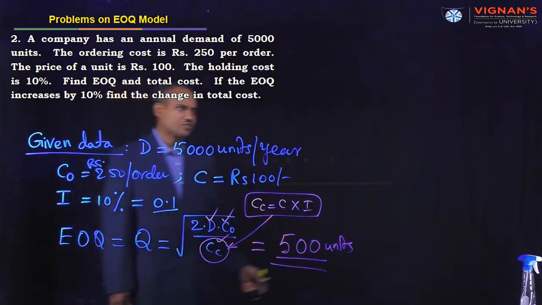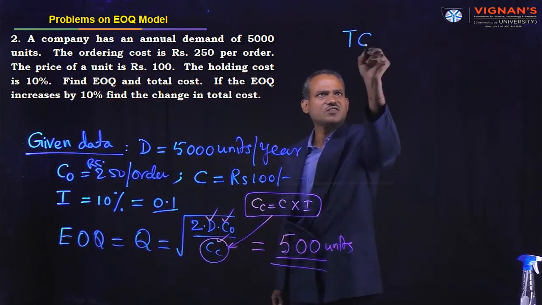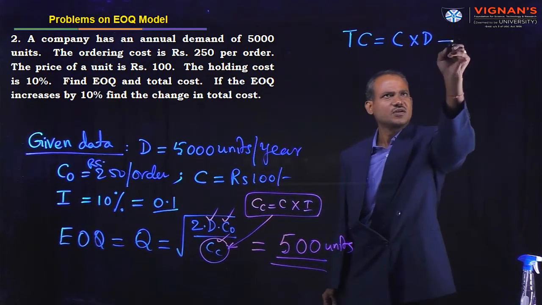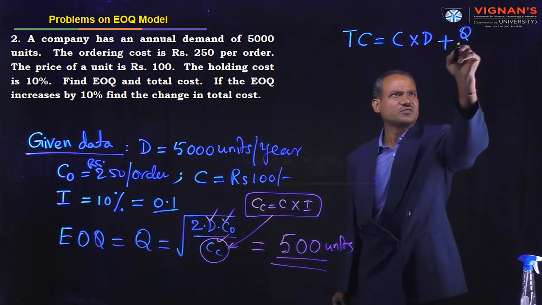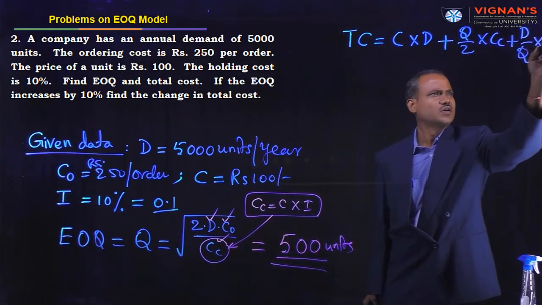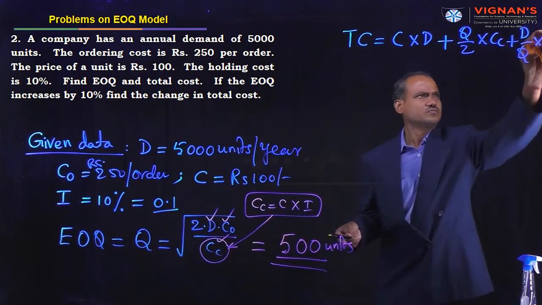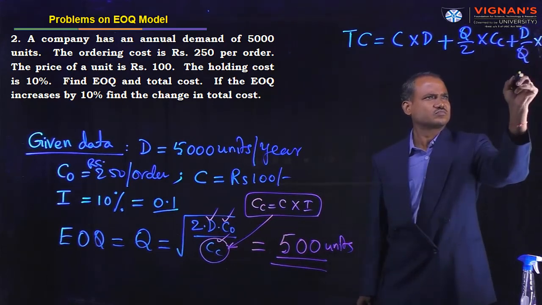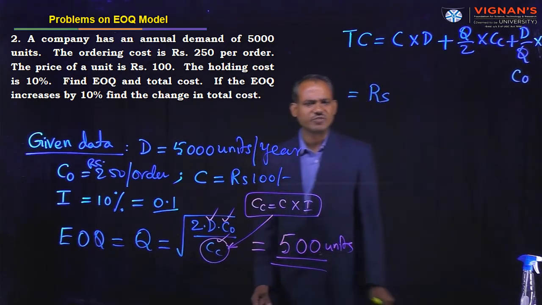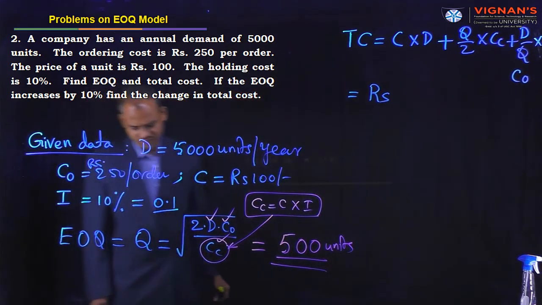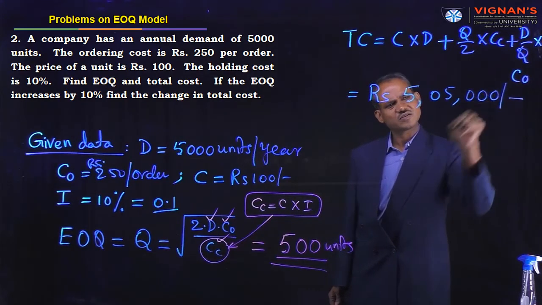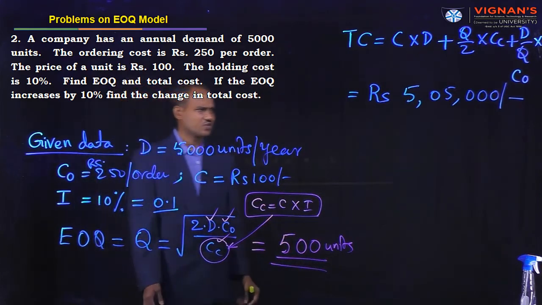And also calculate total cost. What is the formula for total cost? Total cost is equal to total material cost, capital C into D, which is the total material cost in a year, plus total carrying cost, Q by 2 into CC, plus total ordering cost, D by Q into C naught. This is the total cost formula. Simply substitute all the given values. You will get 5 lakhs 5,000. This is the total cost.